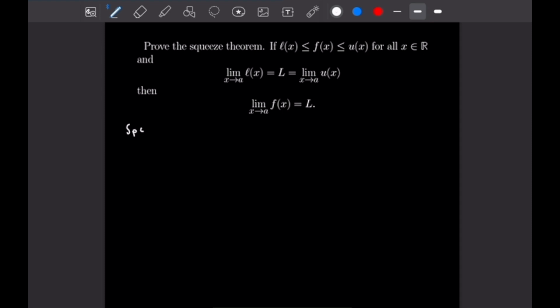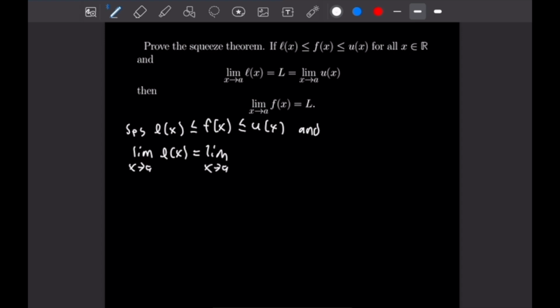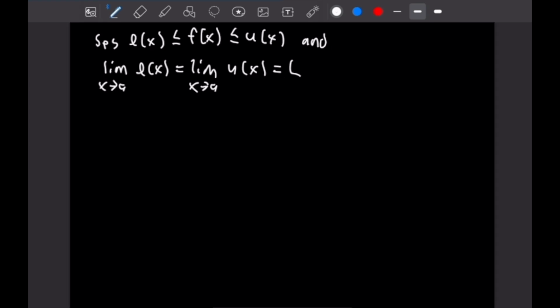So we're going to suppose that we have the setup that we were given in this problem. We have that L of x is less than or equal to f of x, which is less than or equal to u of x, and also our limit equality that we have written above. So, the limit as x goes to a of L of x is equal to the limit as x goes to a of u of x, which is going to be defined as L. And so from here, we're going to use our strict definition of the limit. So let's use it on the limit of L of x first. So we have the limit as x goes to a of L of x is equal to L.